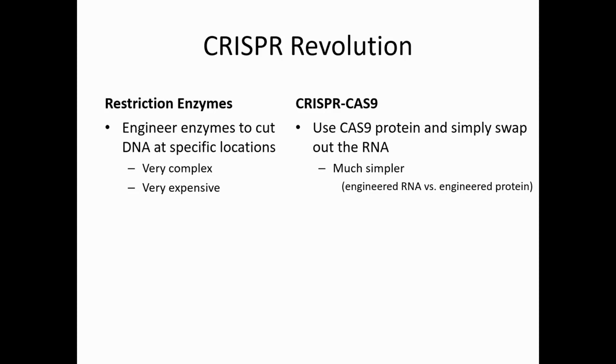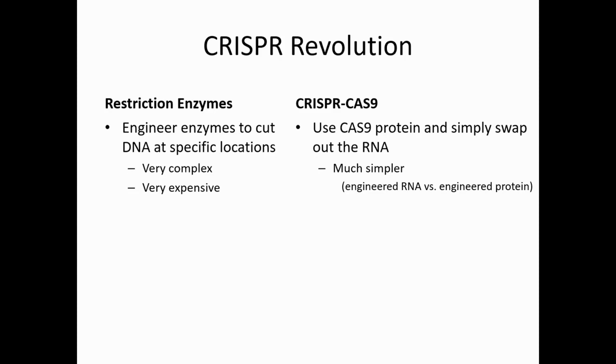For the CRISPR-Cas9 system, the Cas9 protein already exists. We're just swapping out the RNA that it's using to identify the DNA sequence that it's going to cut. Therefore, the hard part, making that protein, is already done. We're just isolating the protein from bacteria, and we're giving it whatever RNA sequence we want it to identify, and then it's going to do all of the work for us.